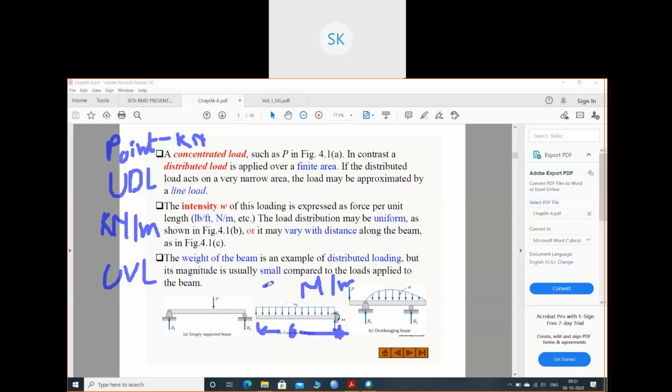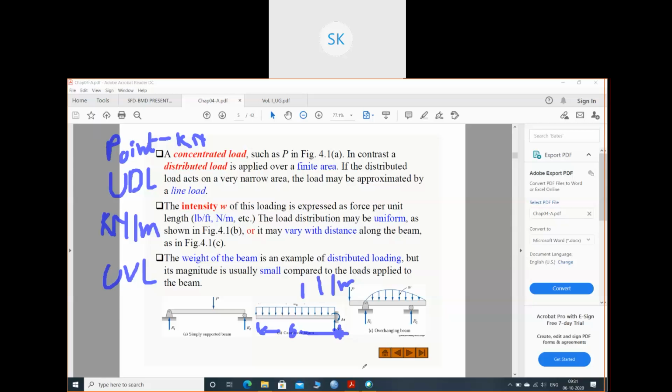So have you understood? We have point load, we have UDL, uniformly distributed load, and let me give you one more example of uniformly distributed load. Suppose this is a beam of 9 meters. Okay, you will get one more type of beam, fixed beam. We have studied simply supported, cantilever, overhanging. There will be one more beam, fixed beam.